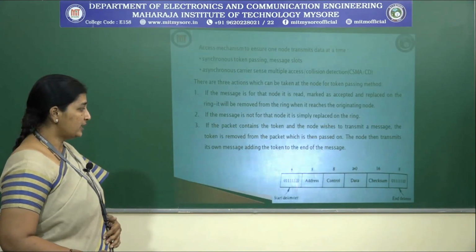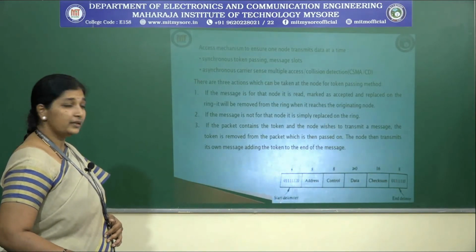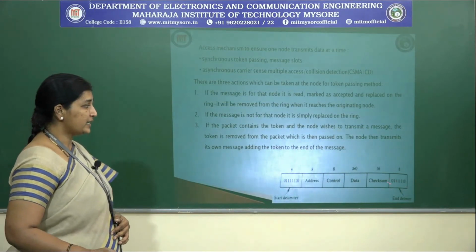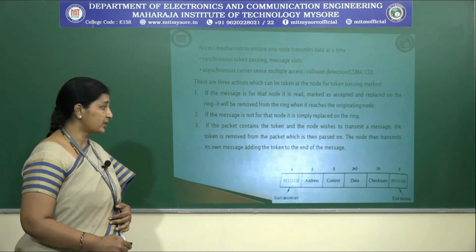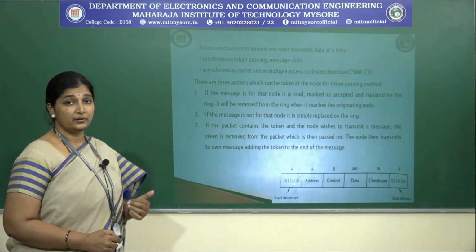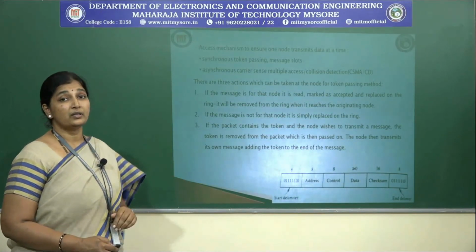The checksum will be marked yes if it is for the next node, else it will not be checked. So as long as you have the two delimiters, the start delimiter and the end delimiter, the information will be sent along with the token. This is how you are going to transfer the information from the node. So these are the different ways to access information at the node in a token ring system.